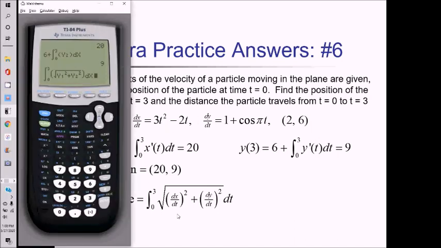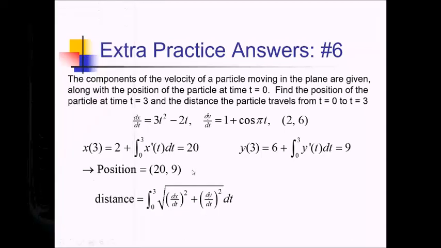So here's what this looks like on my calculator. I've got my integral from 0 to 3. We have a square root. And again, dx over dt, that's really y1. y2 is the other one. So pressing enter on this, we get, takes a little while here, 19.343. They didn't give units, so we don't give units. We just give the number.